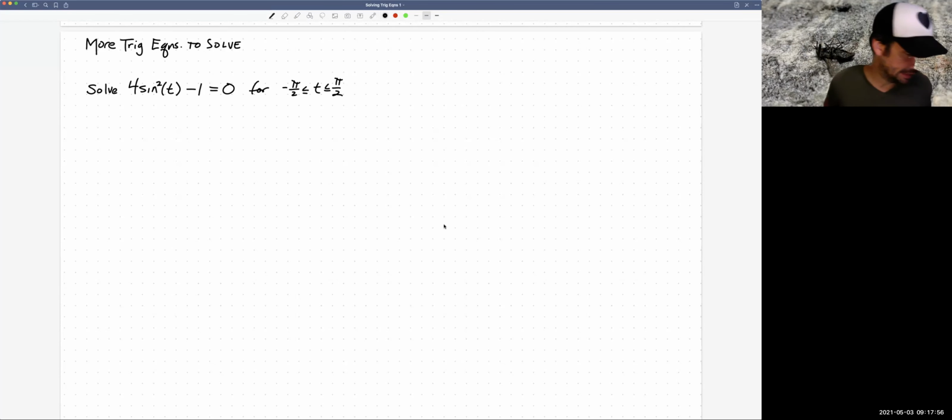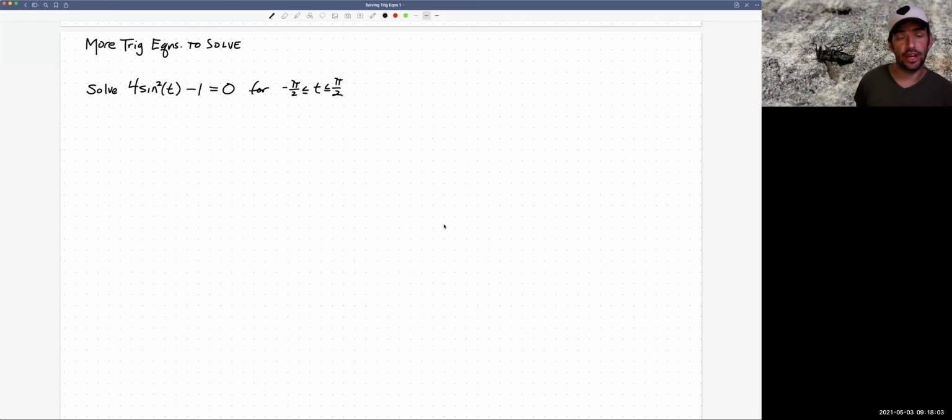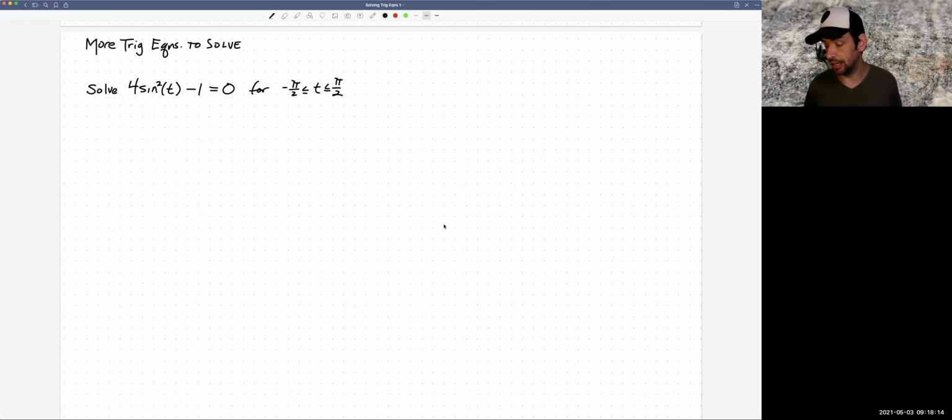Hey everybody, we continue to solve trig equations. So here I've got a trig equation: 4 sine squared t minus 1 is equal to 0. And we want to solve this for values of t between negative pi over 2 and pi over 2.